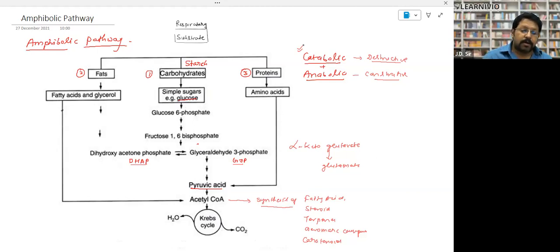Look, how we justify, yes, in the Krebs cycle, everything breaks down. But from acetyl coenzyme A, synthesis of multiple intermediary compounds takes place, like fatty acid, steroid, terpene, aromatic compound, and carotenoids. So these are synthesized. So the intermediary products of the Krebs cycle also synthesize something. That's why this is an amphibolic pathway, not a catabolic pathway. Did you get my point? Both of you, Martin and Alia.